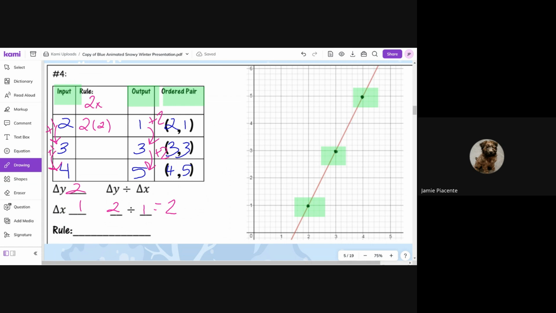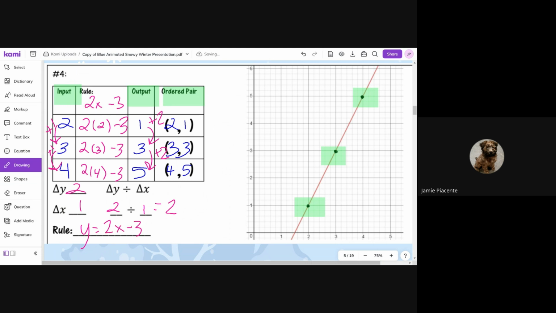4 to 1. Okay, I'm going down, so I got to subtract. So 4 minus something gives me 1. 4 minus 3. So 2 times 3 is 6. 6 take away 3? Yep, is 3. 2 times 4 is 8. Take away 3? Yep, is 5. So y equals 2x minus 3.